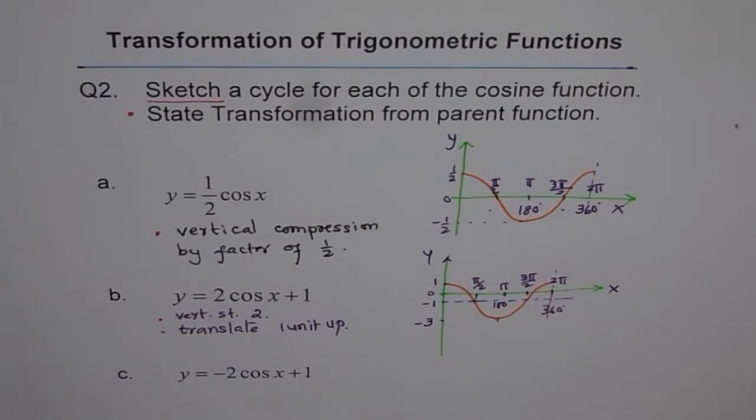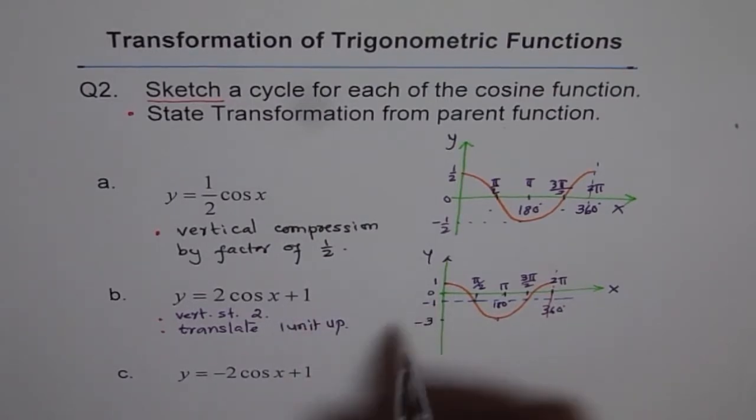The last one is y equals to -2 cos x plus 1. I'm going to leave this for you, correct? Minus is reflect, right? So this will not start from the top but from here. That is how it is going to be. And it has to move. Oh, what I did here was -1. Oh my god. This was +1.